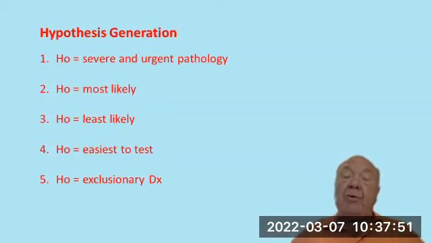Now, looking at the most likely hypothesis, this is the one we all tend to go for, because you're pretty sure that's what it is. The problem with it is it's loaded with bias: confirmation bias, anchoring, premature conclusion, and so on. This is actually weighed down with biases and errors.